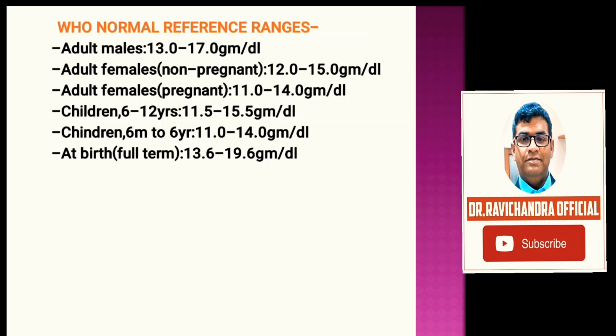Normal range for adult males is 13 to 17 gram per deciliter. For non-pregnant females, it is 12 to 15 grams per deciliter, and for pregnant females, it is 11 to 14 grams per deciliter. For children 6 to 12 years, it is 11.5 to 15.5 gram per deciliter, and for children from 6 months up to 6 years, it is 11 to 14 gram per deciliter, and for a full term baby at birth, it is 13.6 to 19.6 gram per deciliter.